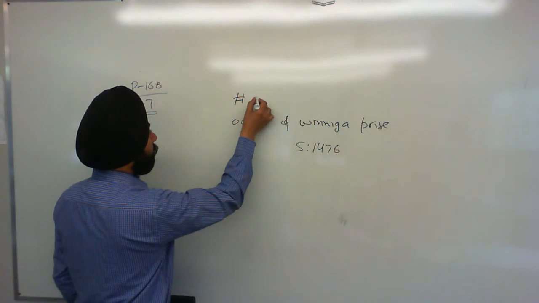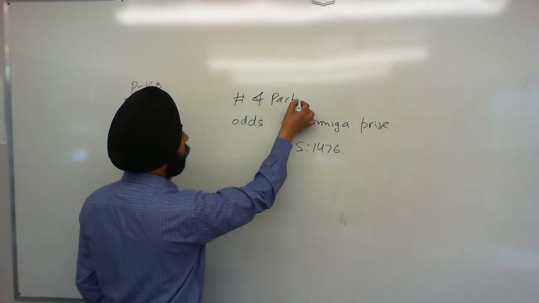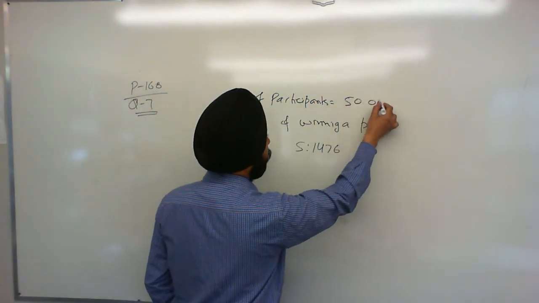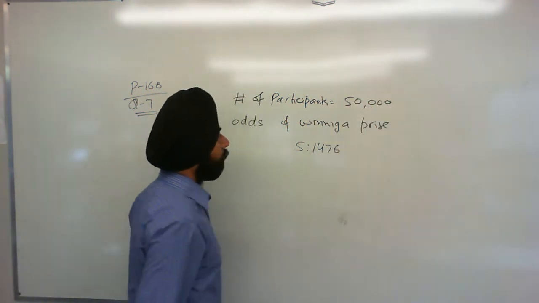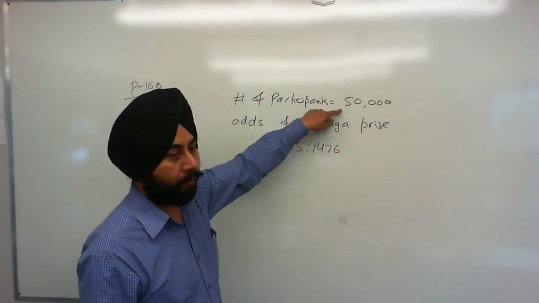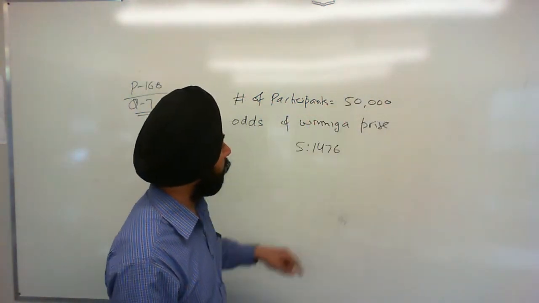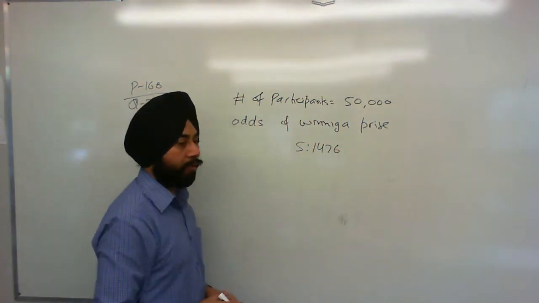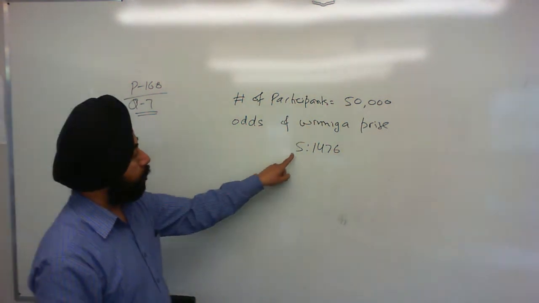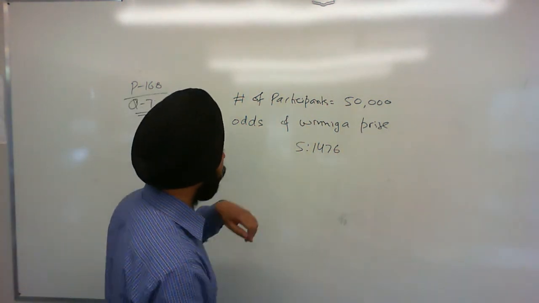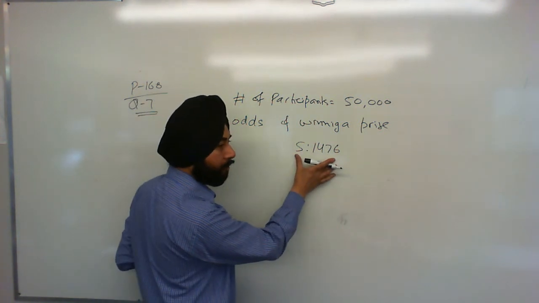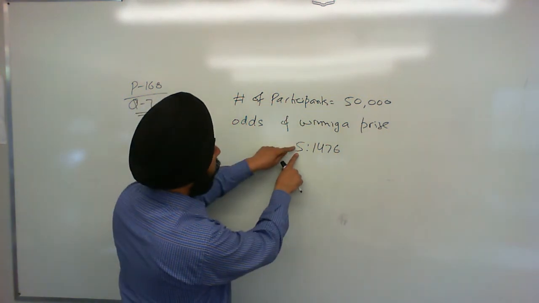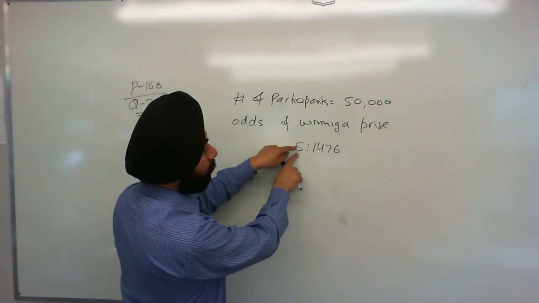Number of participants is 50,000. It's a big number. You have to find out how many will win. How many will win out of these many people? The odds of winning a prize is 5 to 1,476. So based on this, you can figure out how many total number of events are there, right? This number tells you that if 5 people win, how many people lose?